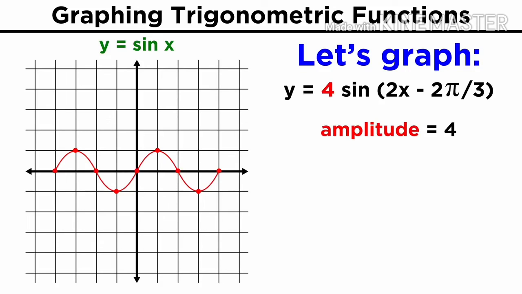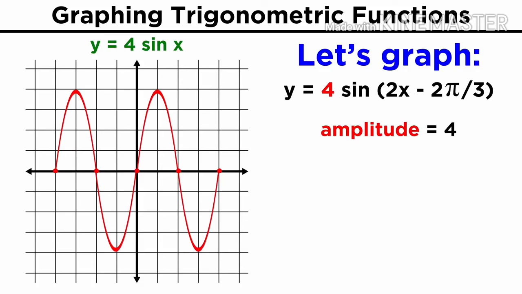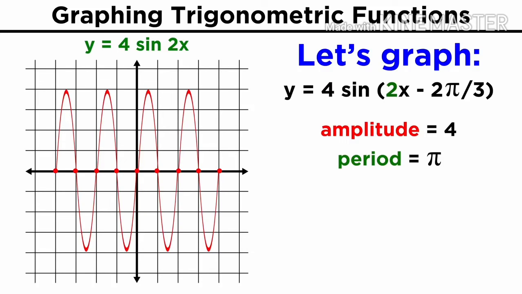First, let's find the amplitude. We can get that from this number here, which is 4. So the function will move between negative 4 and 4. Then let's find the period. That will be 2 pi over this term, so the period will be equal to pi.